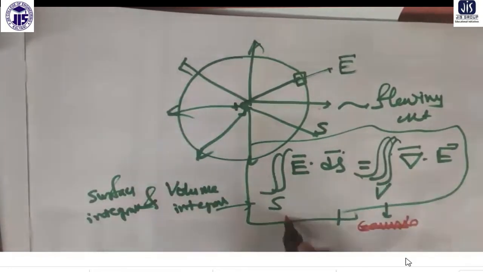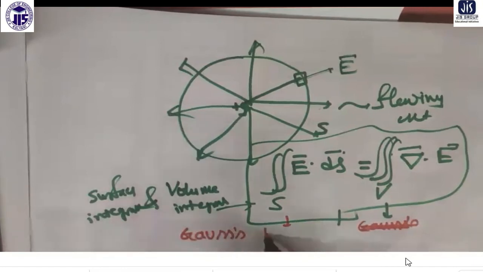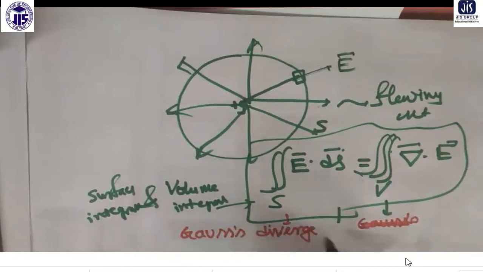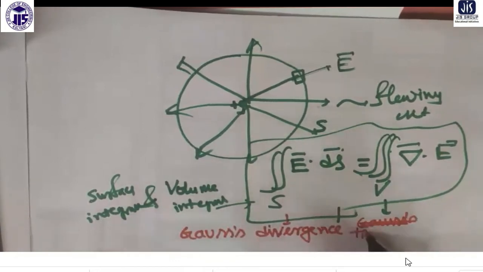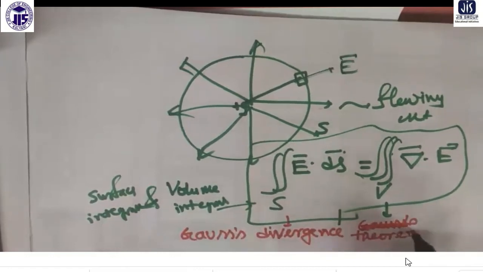This is called Gauss's divergence theorem. Okay, in electrostatics you'll also get another Gauss theorem, that is called Gauss's law of electrostatics. So don't mix it up. Gauss's divergence theorem is about connecting the volume integral with the surface integral.